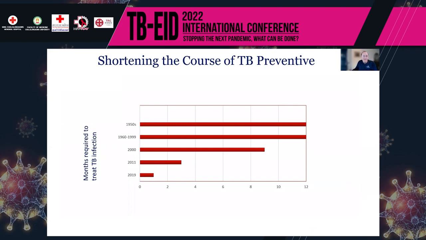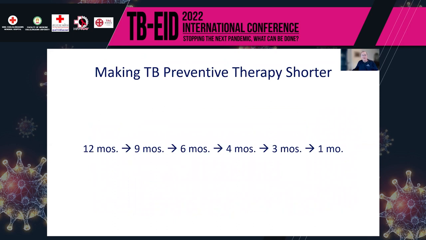So over the past half century, we've done a remarkable job of shortening the course of preventive therapy, going from 12 months 50 years ago down to 9 months 20 years ago, down to 3 months 10 years ago, and now just a couple of years ago, getting it down to 1 month. So really incredible progress has been made. But should we stop there? Should we be satisfied, or can we do even better? Can we make it shorter? Can we go down from 1 month to perhaps once, a single injection?